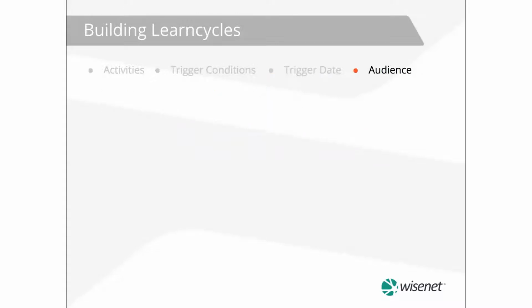And then finally, you think about your audience. And as I said, with the audience, it's up to you whether you want to trigger that learn cycle for all the course offers. If you are creating a learn cycle, for example, for a learner satisfaction survey, that means every student, irrespective of the course that they're enrolling into, has to complete that survey. In that case, you don't need to have a filter for your audience. You can just send it out to all course offers.